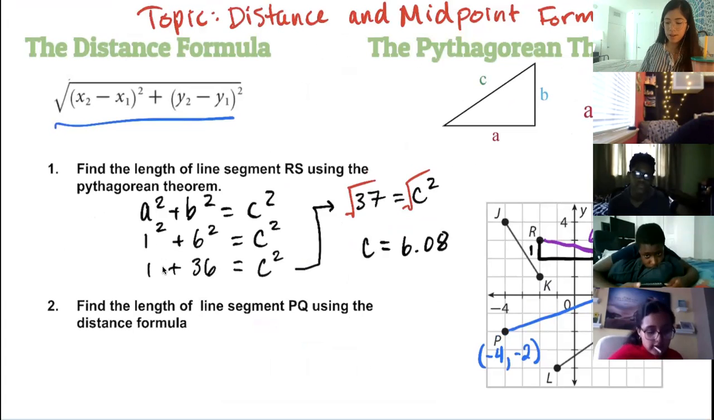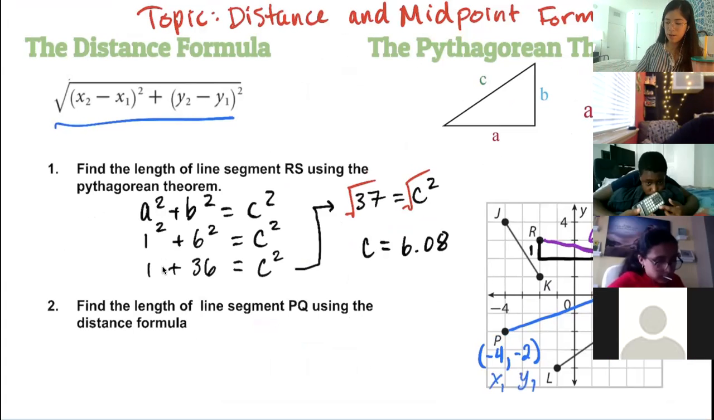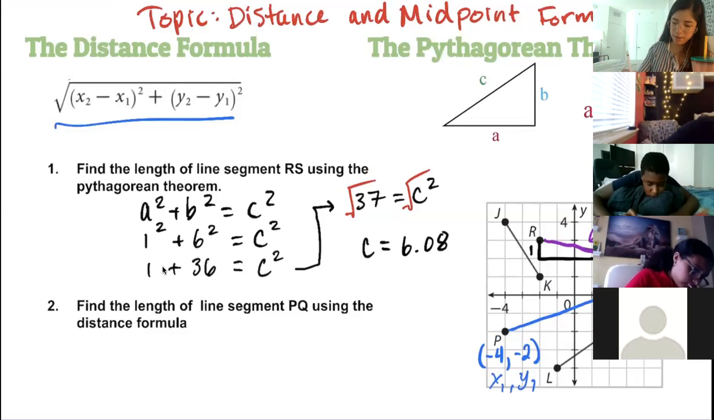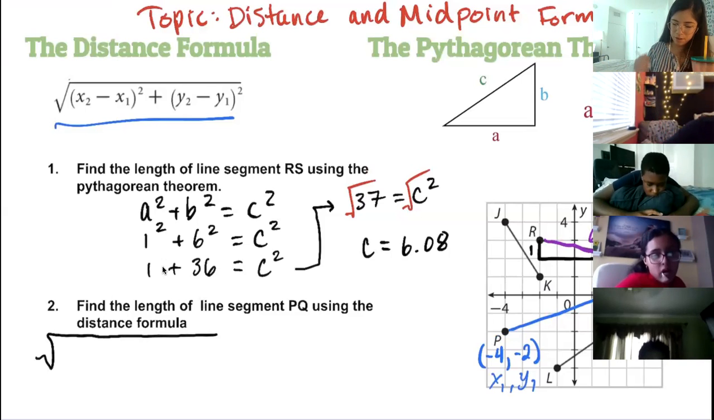So this is the same as what we used to do in algebra. So let's say P is x1, y1, and Q is x2, y2. Now I can plug everything in. So I'm going to write it down. I have my big square root.